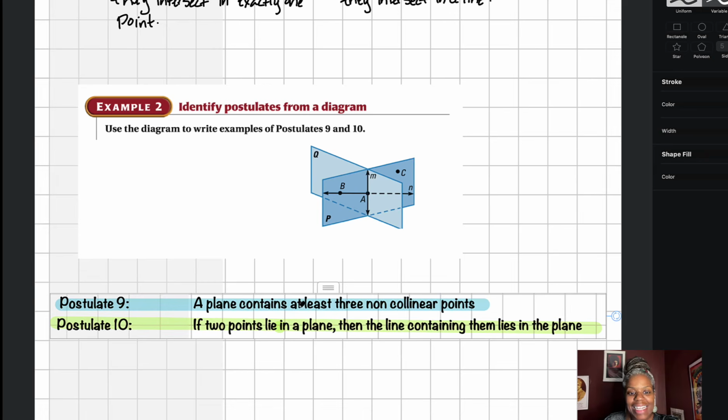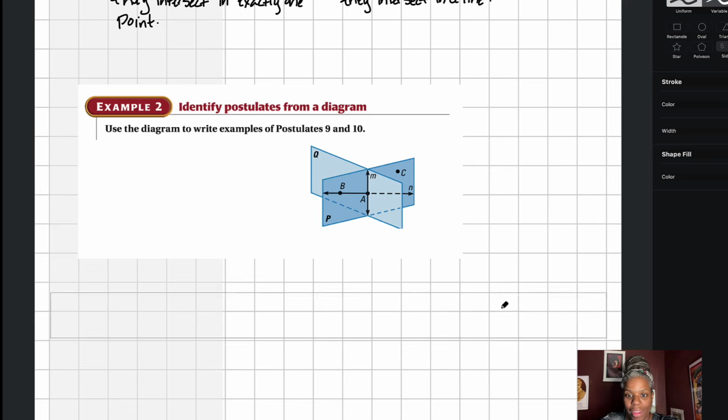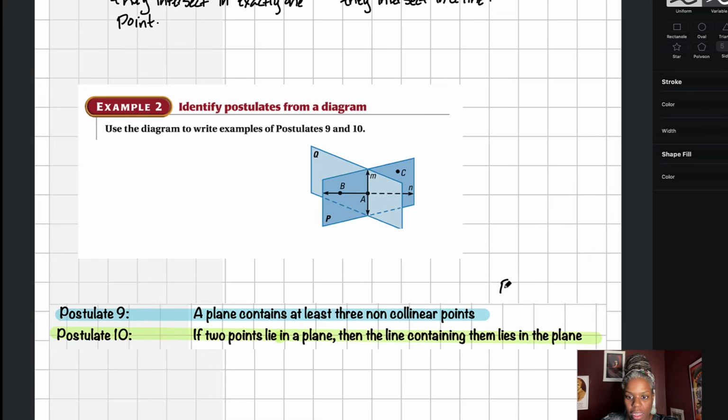A plane contains at least 3 non-collinear points. Let's look and see if we can find in plane P 3 non-collinear points. We've got B and A, they're collinear, but altogether B, A, and this other point C are non-collinear. So there we have it. We've got B, A, and C to show postulate 9 is true. So that's what we would do to emphasize that concept.